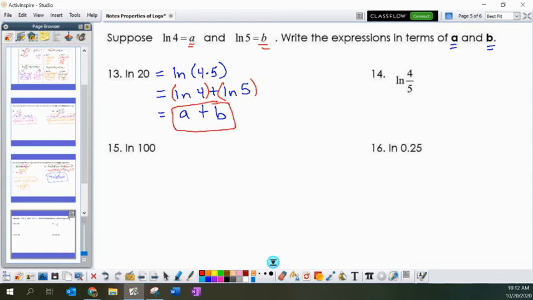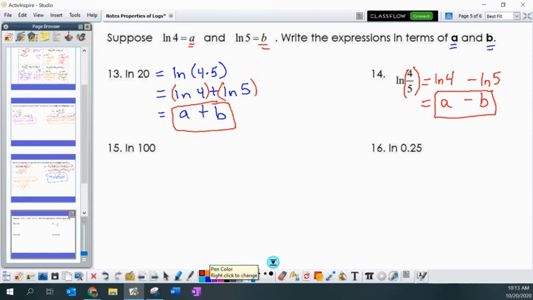All right, so let's try that again. Natural log of 4 over 5. This is the log of a quotient, so I know that's going to be the difference of logs. So that'll be the natural log of 4 minus the natural log of 5. The one in the denominator has a minus sign. The ones in the numerator are positive. The natural log of 4 equals a, so I'll substitute a in for the natural log of 4. The natural log of 5 is b, so I'll substitute b in for the natural log of 5, and I get a minus b.